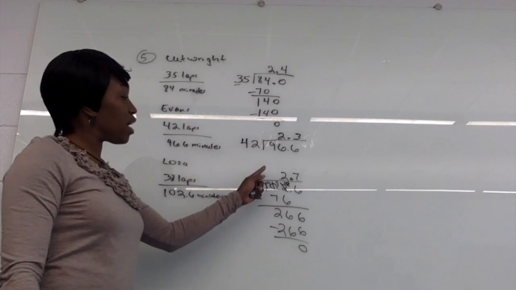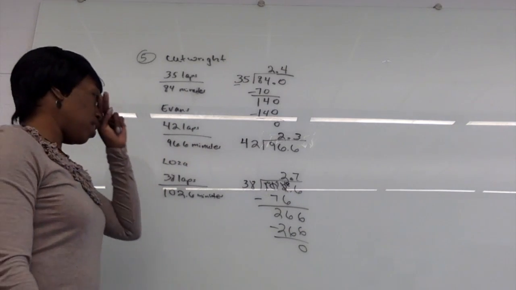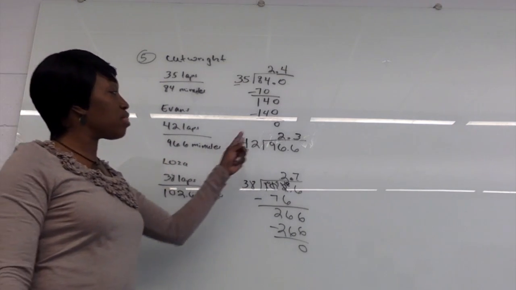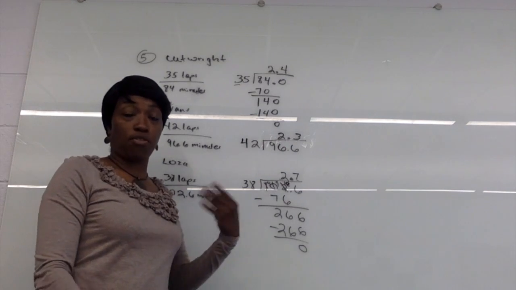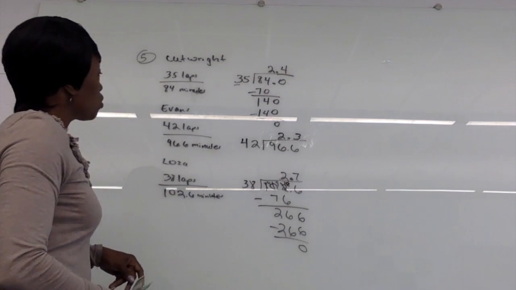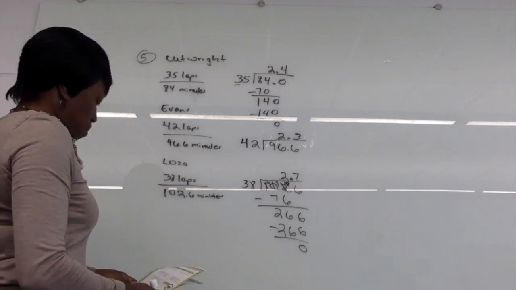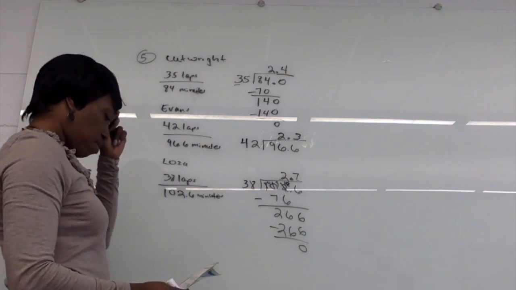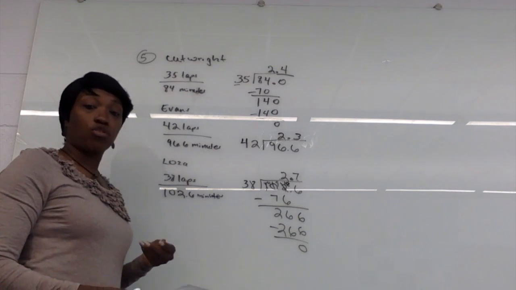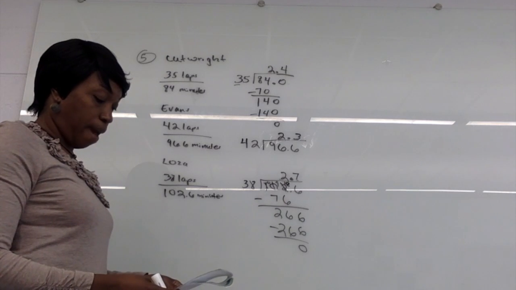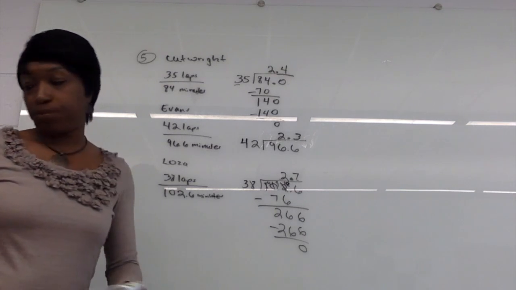So I now see that these are all the times for 1 lap. And remember, with time, you look at the smallest value because that is the fastest person. So in this case, Evan would be the fastest because he was able to travel 2.3 minutes per lap.